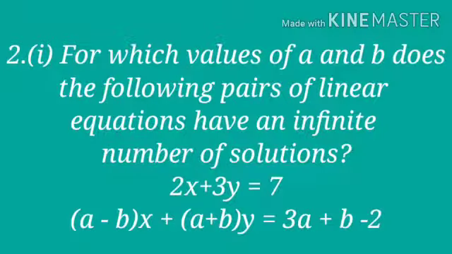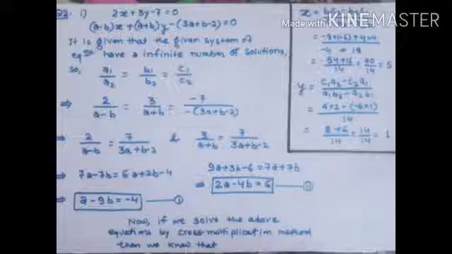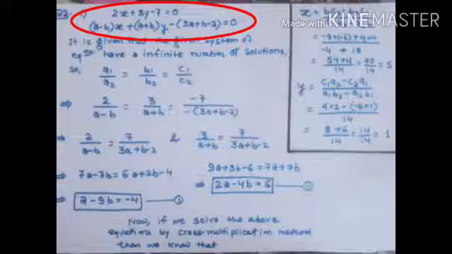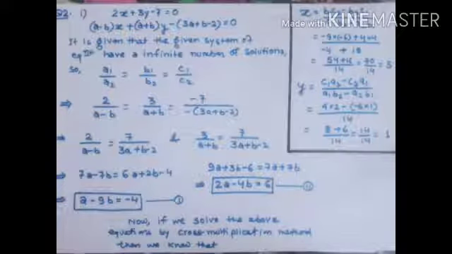Question number 2. For which values of a and b does the following pair of linear equations have infinite number of solutions? Equation 1: 2x plus 3y equal to 7. Equation 2: a minus b times x plus a plus b times y equal to 3a plus b minus 2. First of all, let us convert these equations into standard form. So we get 2x plus 3y minus 7 equal to 0 and a minus b into x plus a plus b into y minus 3a plus b minus 2 equal to 0, as you can see on the screen.